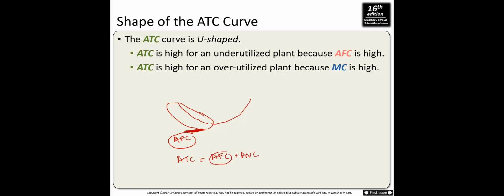So this is high. Therefore, ATC at the beginning is high. But once you produce more and more output, AFC goes down, and therefore ATC goes down. And ATC is high for an overutilized plant because MC is high. Remember, the MC, producing an additional unit of pizza, first decreases and then increases.